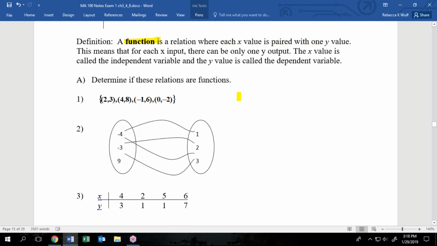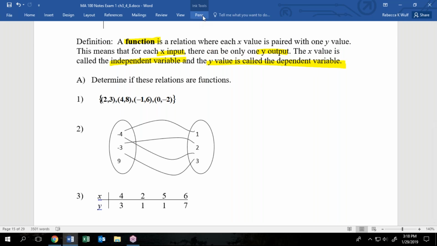We often talk about functions as having inputs and outputs. So for each x I input, there will only be one y that is output for that x. Some more vocabulary: the x value is called the independent variable because typically we're picking an x value to plug in, and then the y value is dependent. It depends on what value of x we're interested in.